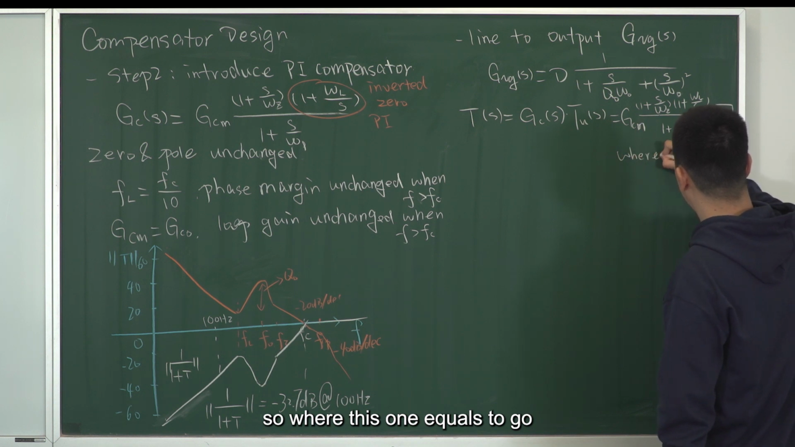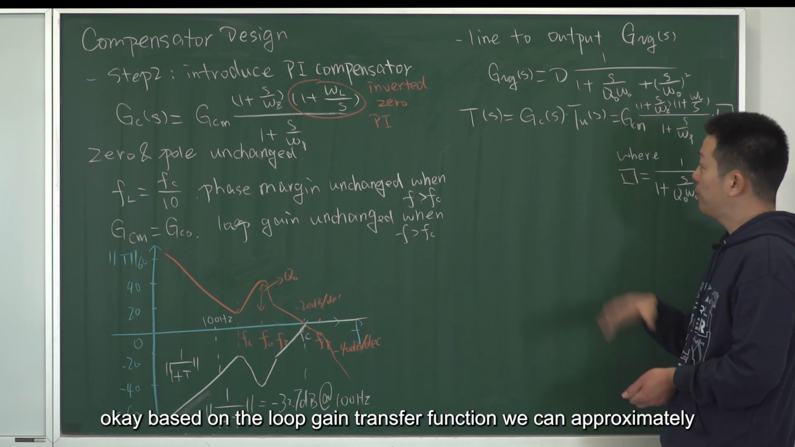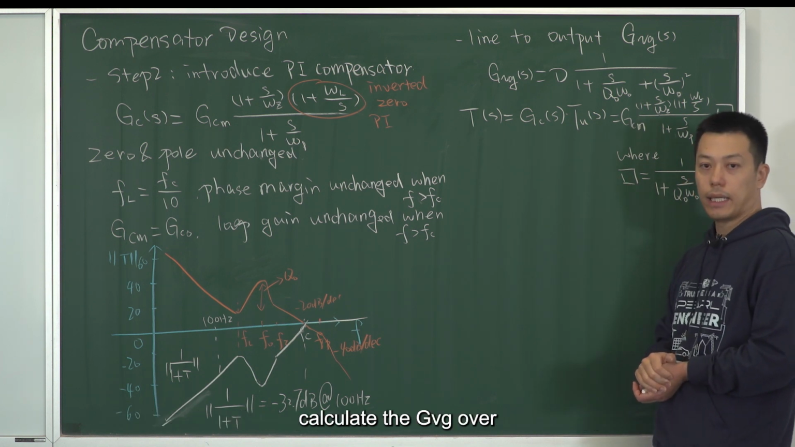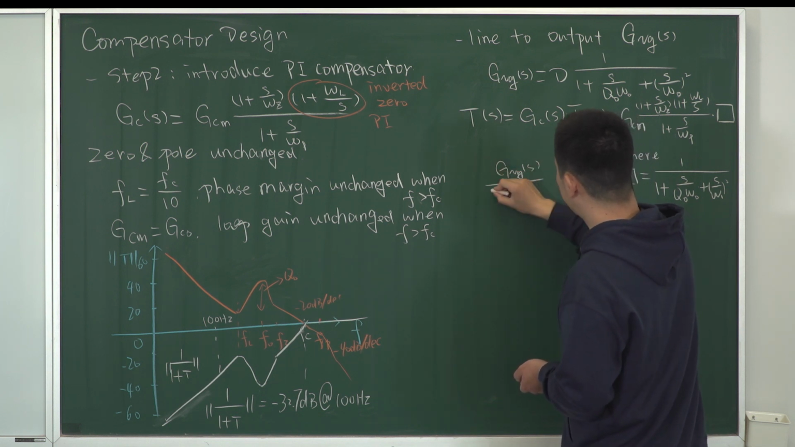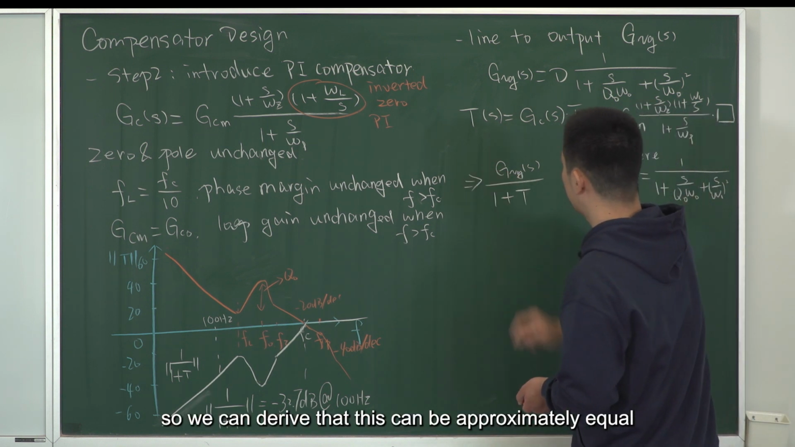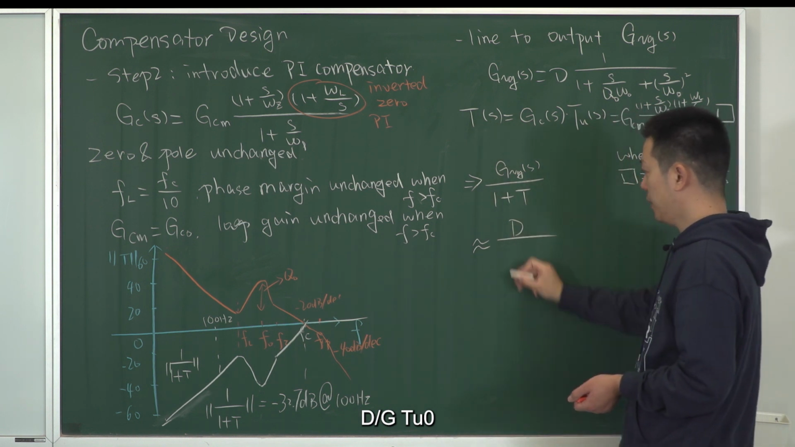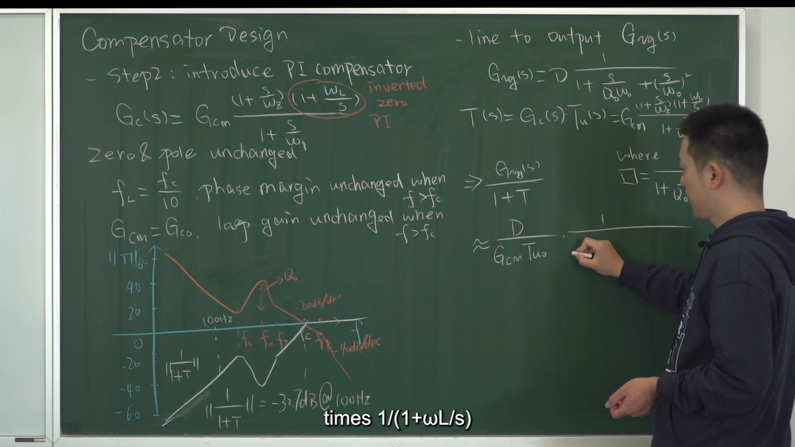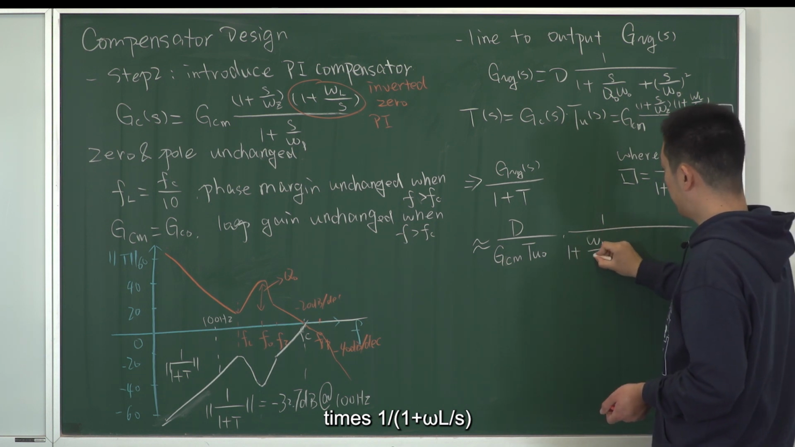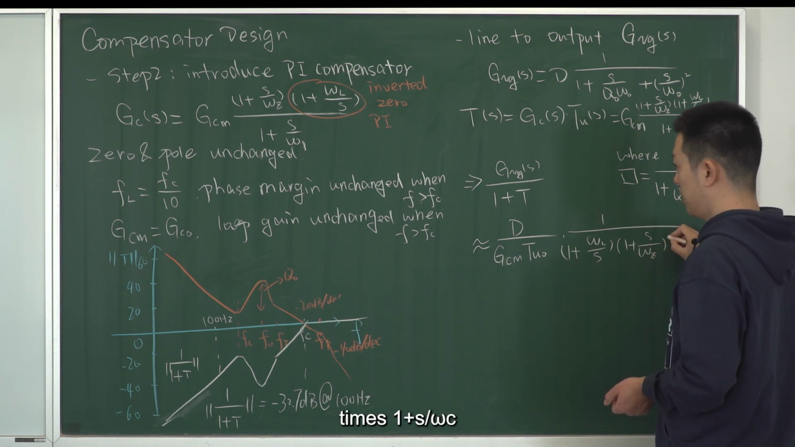So where this block equals 1 over 1 plus... Okay, based on the loop gain transfer function, we can approximately calculate Gvg over 1 plus T. So we can derive that this is approximately equal to D over Gcm Tu0 times 1 over 1 plus omega L over s, times 1 plus s over omega z, times 1 plus s over omega c.